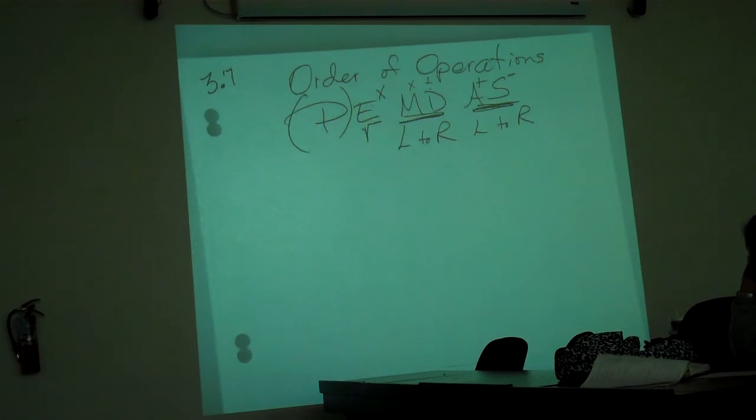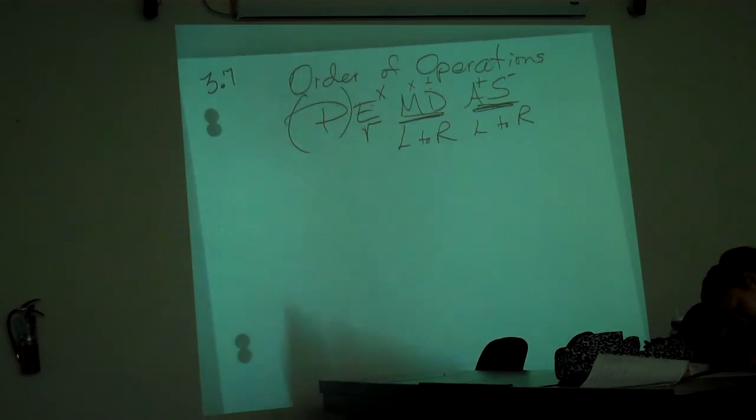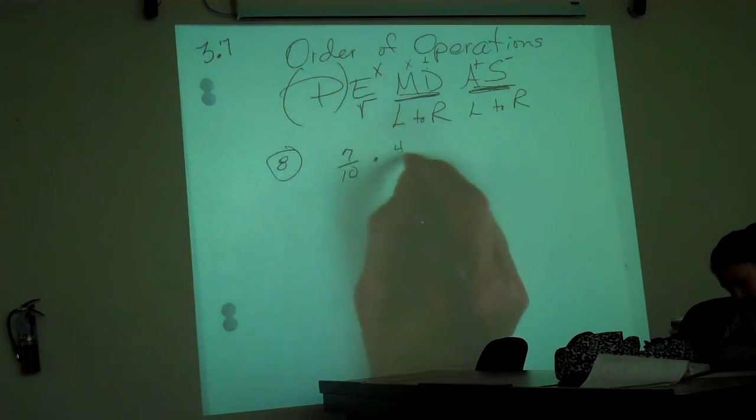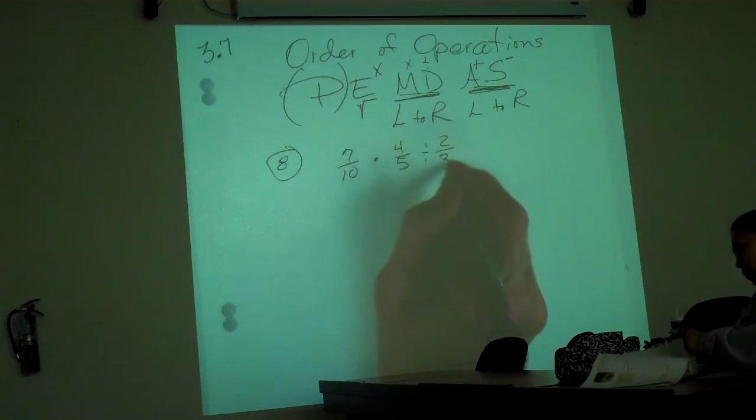Okay, so let's do some problems with order of operations. And of course, it's going to have fractions in there because we're doing a chapter on fractions. Okay, let's pick a hard one. You want to start easy and then go hard, or just, yeah? Let's start easy and go hard. Let's go with number 8. Number 8 has 7/10 times 4/5 and then divided by 2/3.